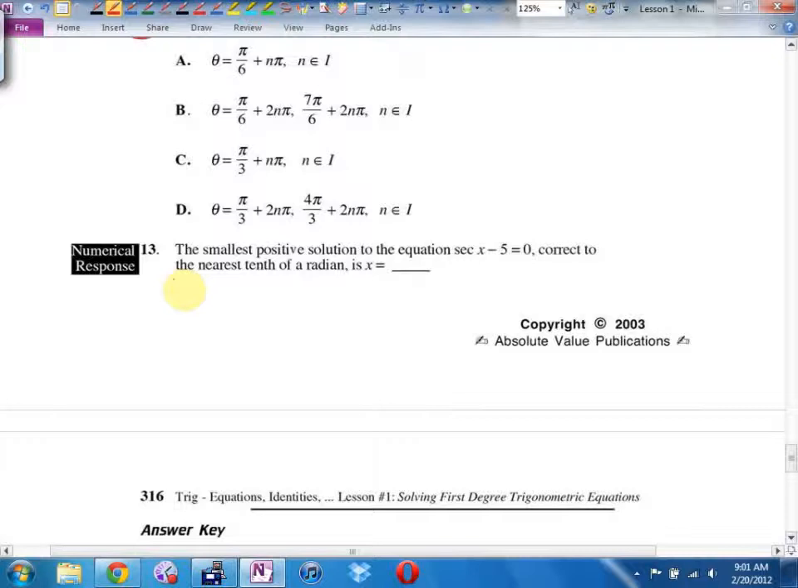You got 40 minutes. This is good review, brushing off the cobwebs, getting us back up to snuff on solving trig equations.